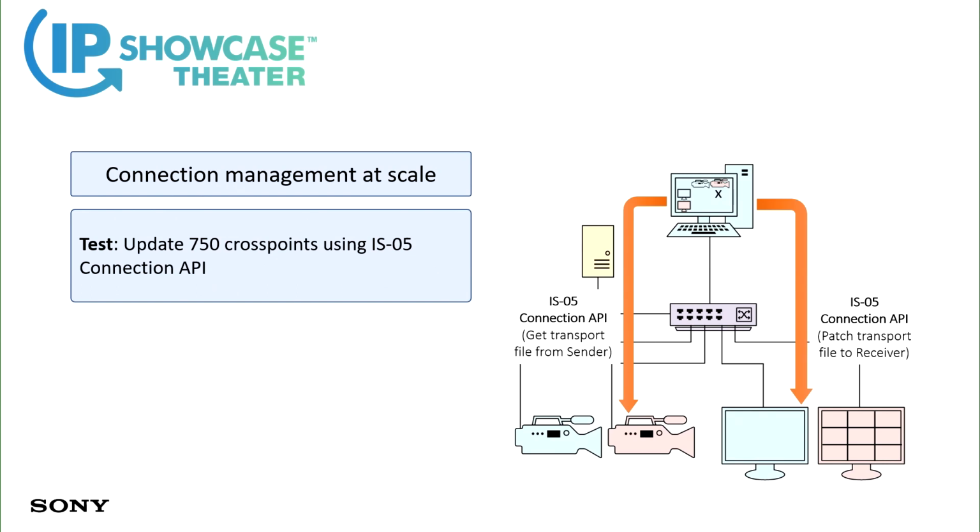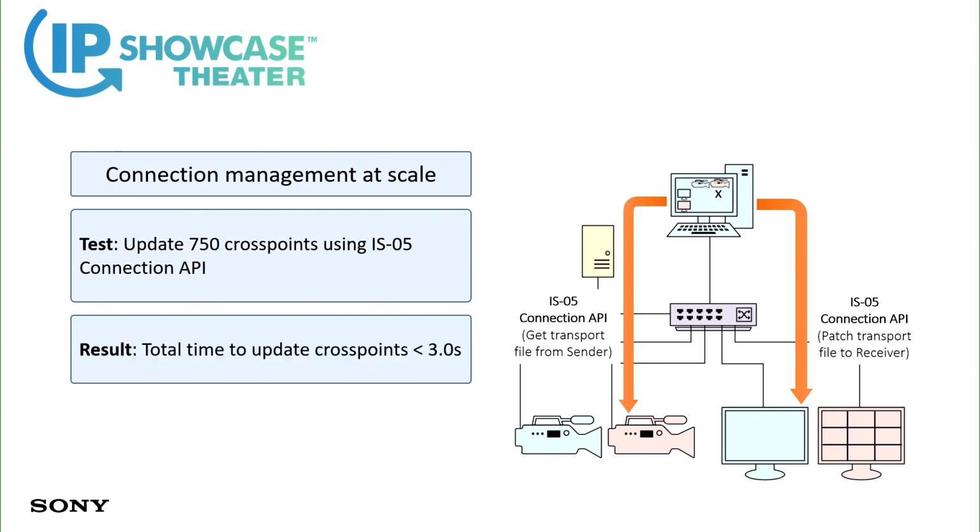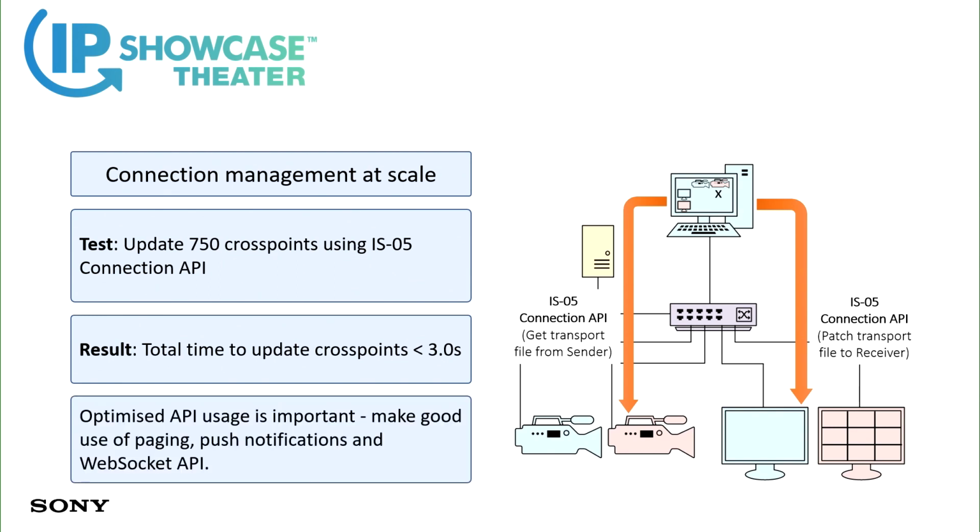We then went on to making a number of connections between senders and receivers, and we selected 750 cross points at random from our 2,500 by 2,500 matrix, and had to do the IS-05 connection operations that I mentioned earlier. And this time it took less than 3 seconds to update all those cross points and make all those connections. And again, optimized API usage was important. Our initial result was much longer than that, but by using WebSockets and push notifications, we managed to get it down to less than 3 seconds.